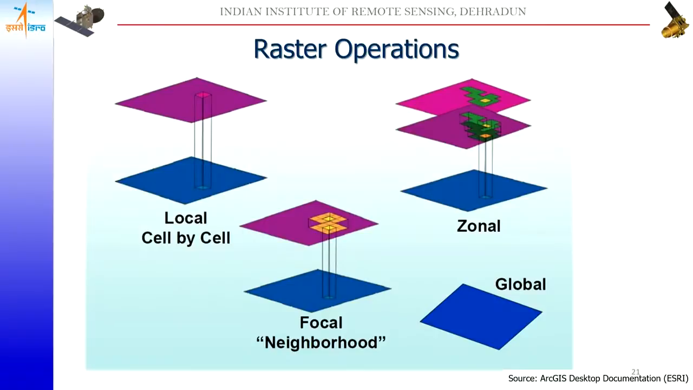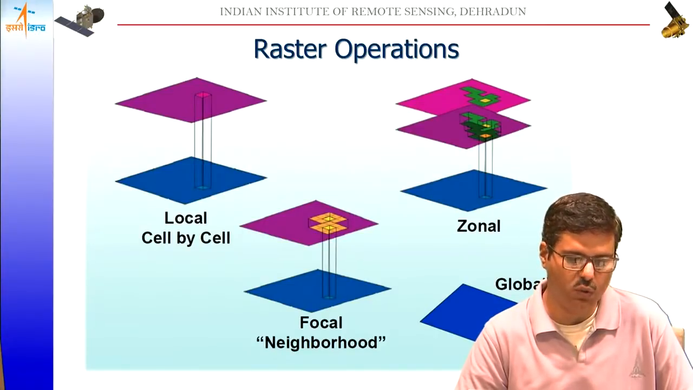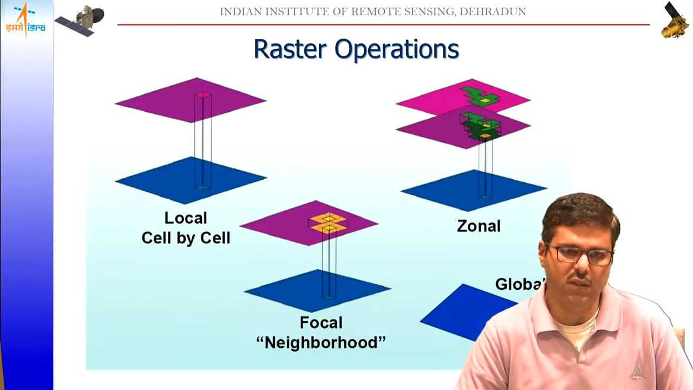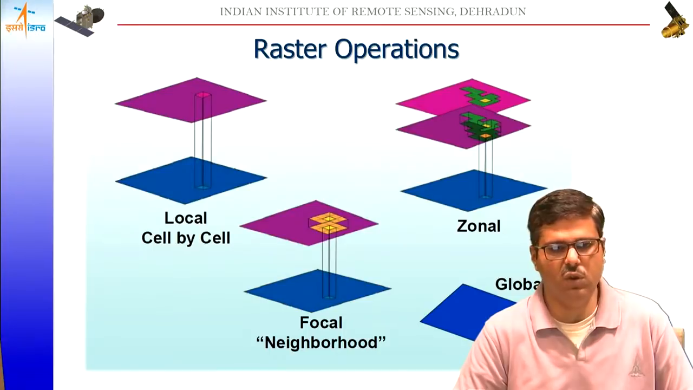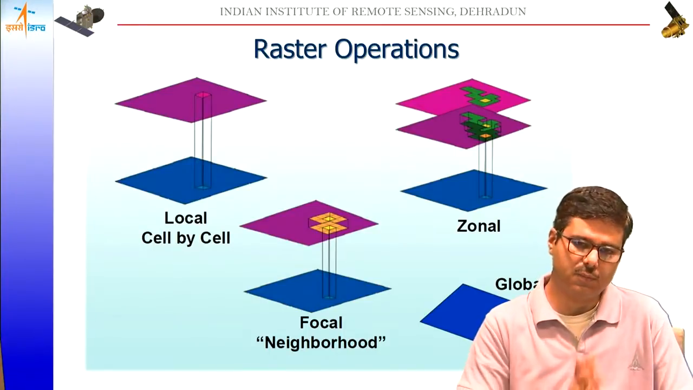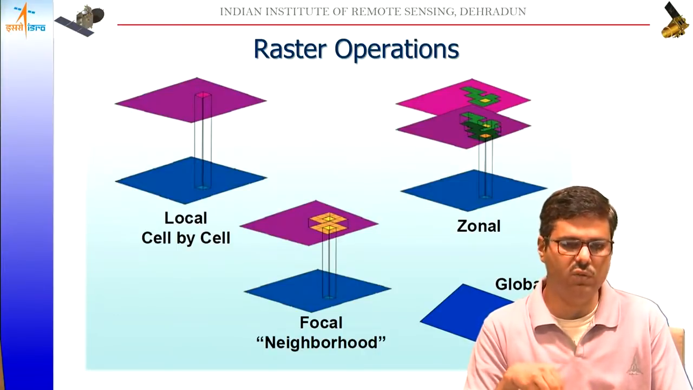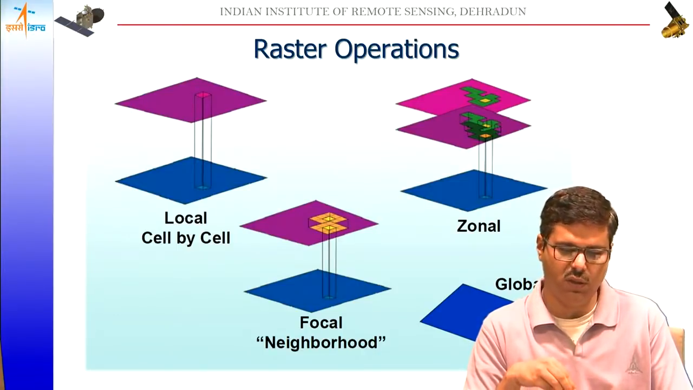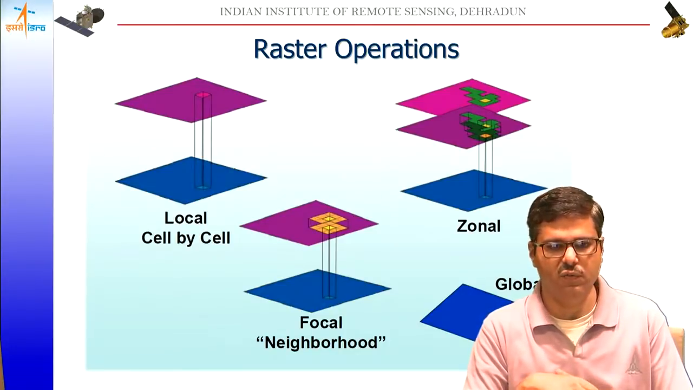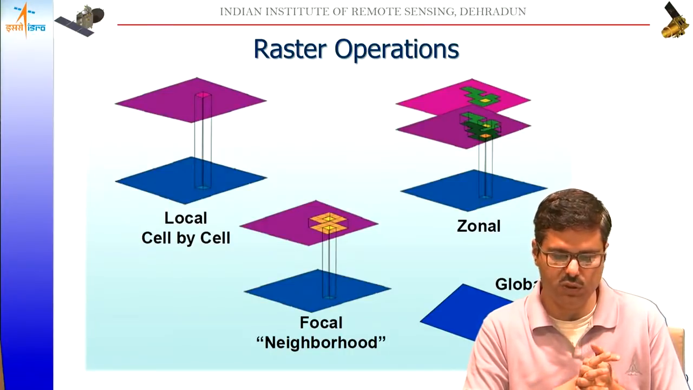Now raster operations can primarily be divided into four kinds. One is local operations, which, as we said, are performed on a cell by cell basis. Another is focal operations, also called neighborhood operations, which are done considering the pixels around, the surroundings. I think you have studied this in your first module, where we talked about the various filtering convolutions. All those will come under this focal kind of operation.